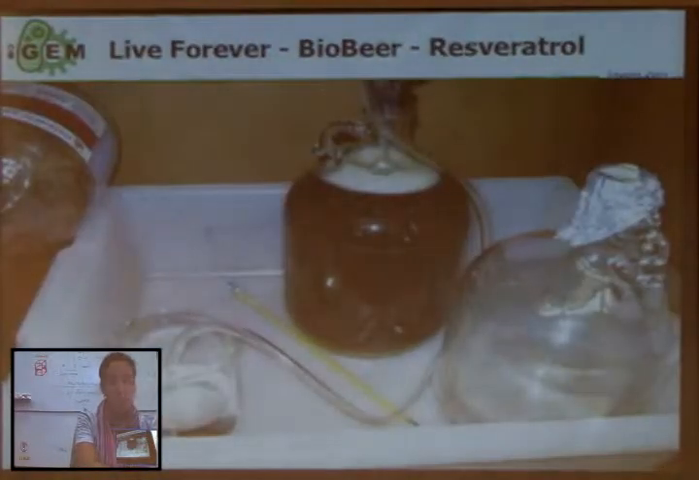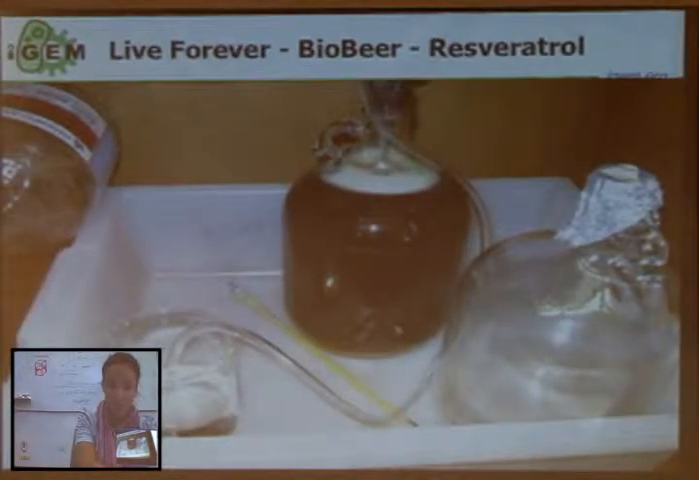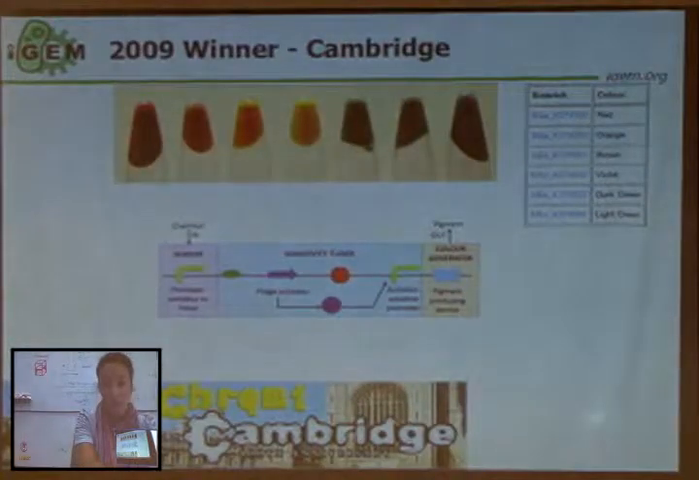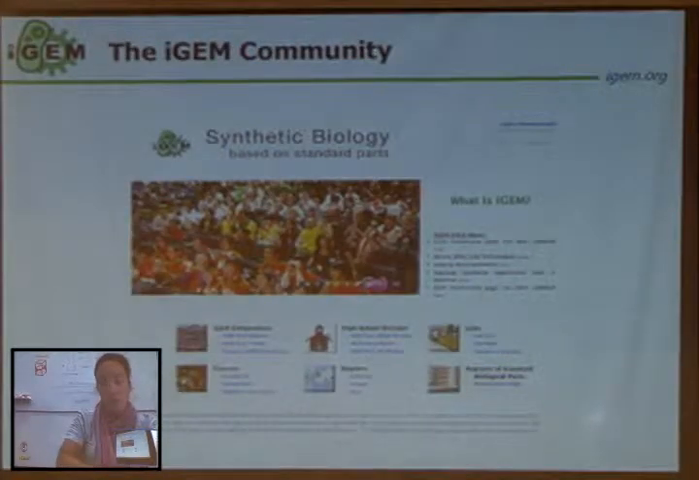Next slide. We had BioBeer, which is kind of a fun project from Rice University. They wanted to live as long as their friends who drank wine, so they took that component from wine and engineered it into yeast. Next is the Cambridge team, and they engineered pigmented bacteria. So you can see, next slide, that there are a lot of different projects, not just one. Everybody doesn't work towards one goal. Everybody comes up with their own project.